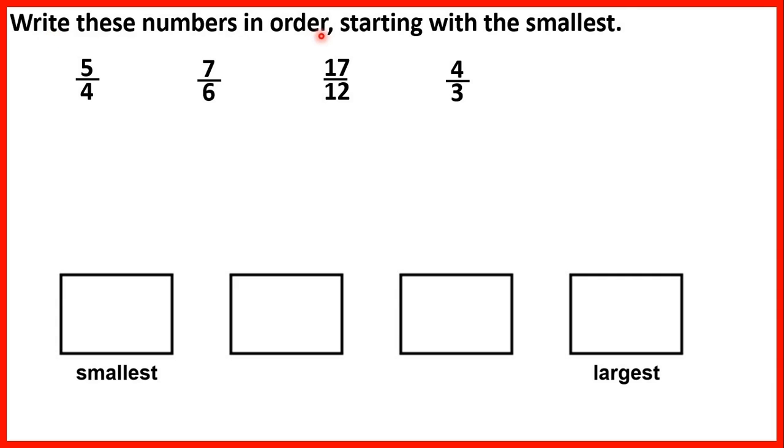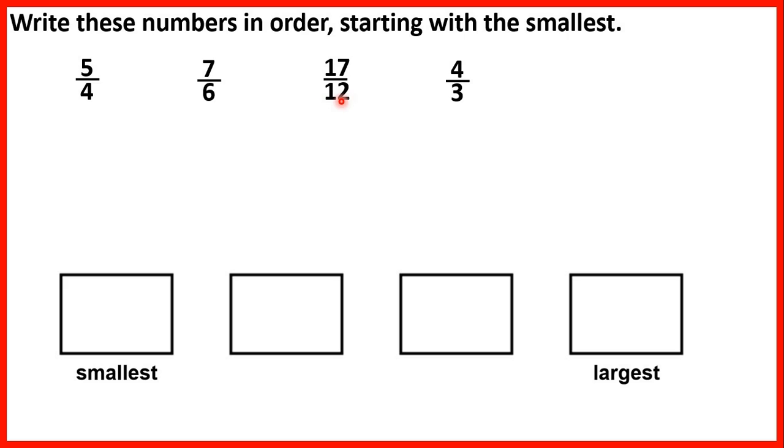Write these numbers in order, starting with the smallest. So we have 5 quarters, 7 sixths, 17 twelfths, and 4 thirds. So we have improper fractions, but we compare improper fractions in the same way that we compare proper fractions. So we need our denominators to be the same.